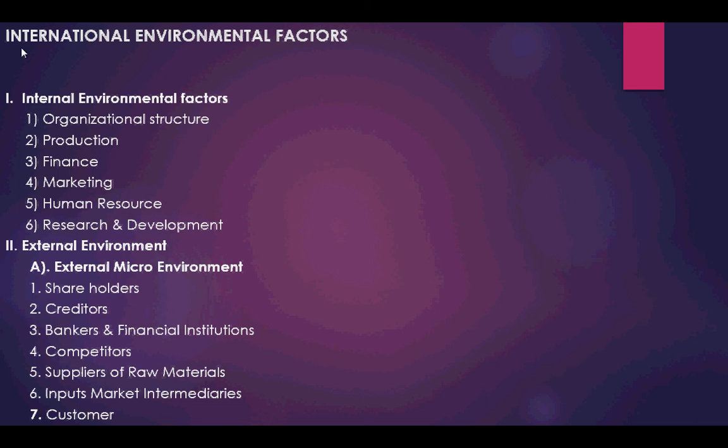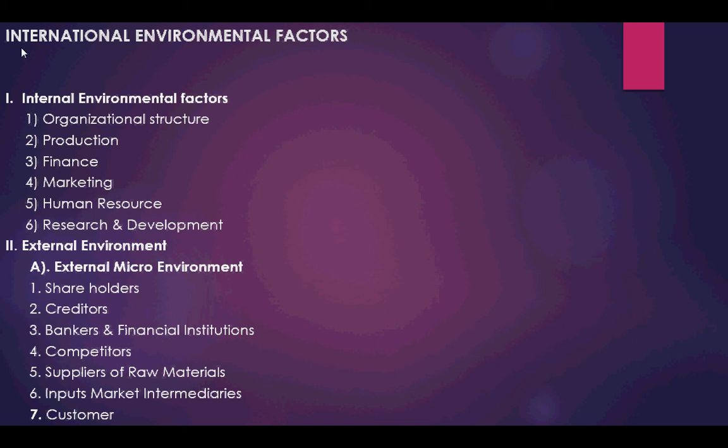International business environment can be classified into two heads: internal environmental factors and external environmental factors. Let's start with internal environmental factors. These are almost all controllable factors. To some extent, the business has control over these internal environmental factors. Number one, organizational structure, production, finance, marketing, HR, research and development. These are the factors which influence business operations.